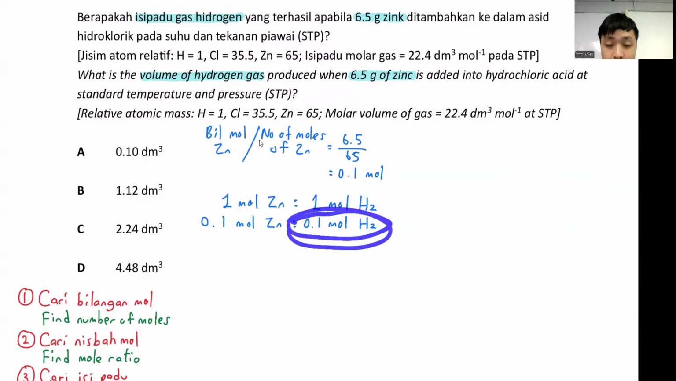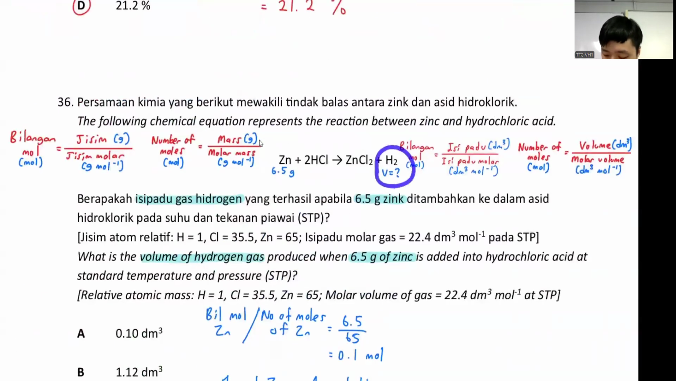Okay, first step, second step, third step. Find volume of H2. Now you use this formula: volume divided by number of mole equals to volume divided by molar volume. Now they want to find what? Volume, isi padu. They want to find volume of H2. So to find volume, take number of mole multiply molar volume.